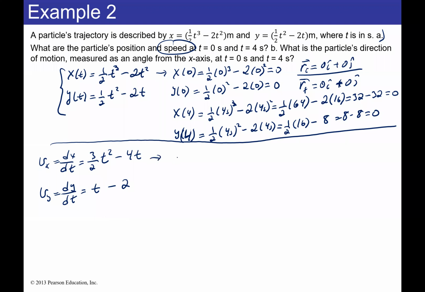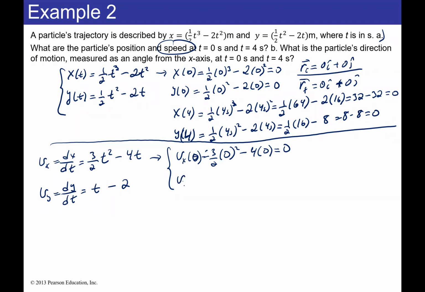Then I take this. Remember, I want speed also at t equals 0 and t equals 4. So first let's look at it in terms of 0. I have Vx at time 0, so it's going to be 3/2 times 0 squared minus 4 times 0. So I get 0. That means the x component is 0.